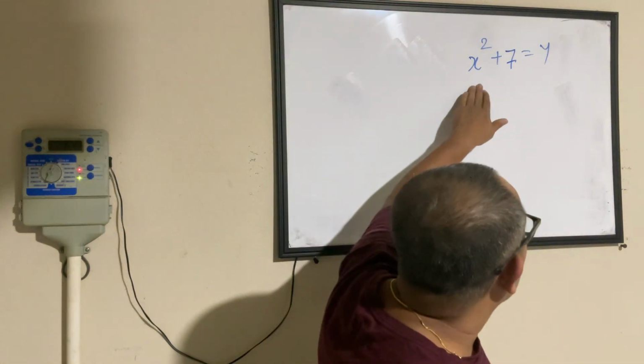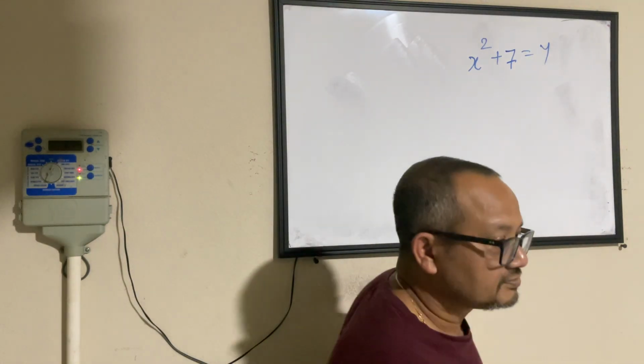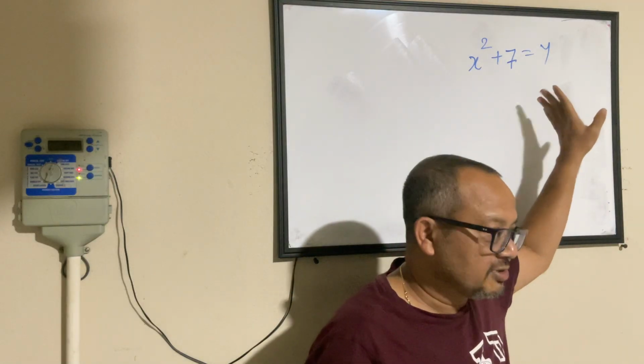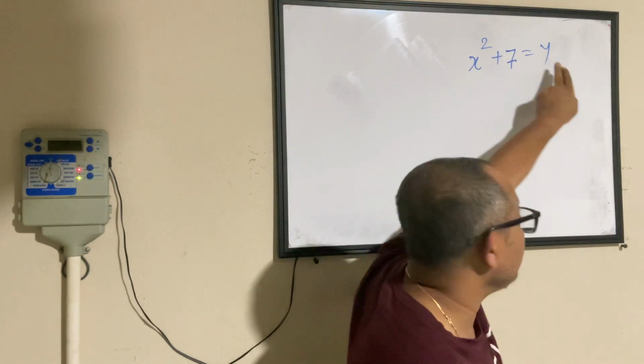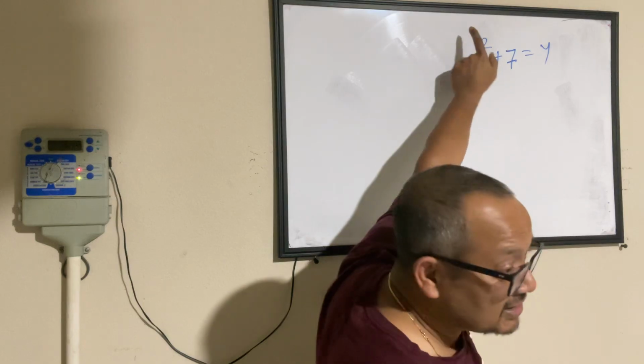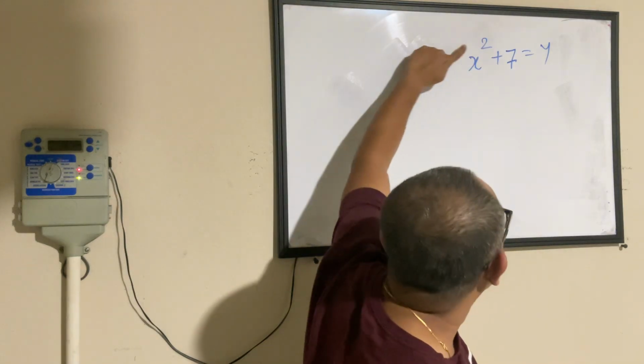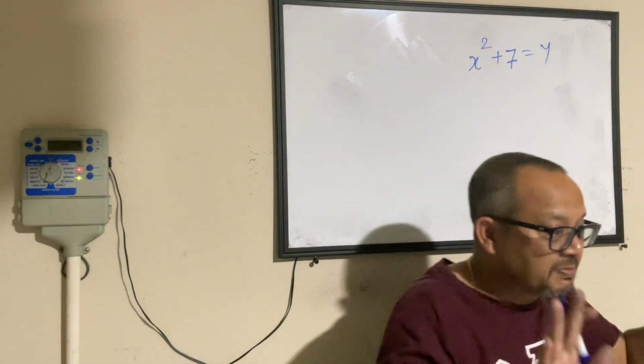So, x squared plus 7 equal to y. This is a polynomial. It has 3 terms, 1, 2, 3. But this doesn't look like a linear polynomial because it has power 2. Everybody with me so far?